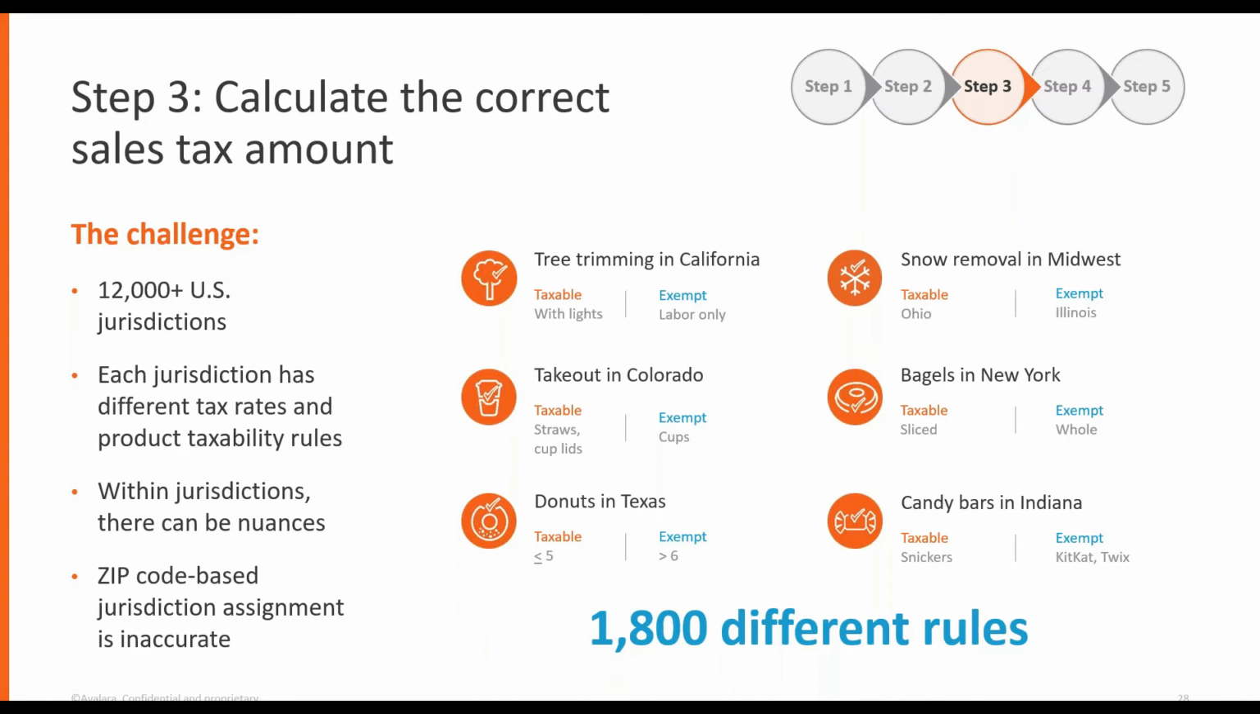And the one that I like to point out, especially today, as my sweet tooth is hitting me as I turn the big 5-0, is candy bars in Indiana. I tested this out. It's also candy bars in Minnesota. But Snickers are taxable, whereas Kit Kat and Twix are not. I have a question for all of you. Can you think of why a Snickers is taxable and a Kit Kat or a Twix is exempt?